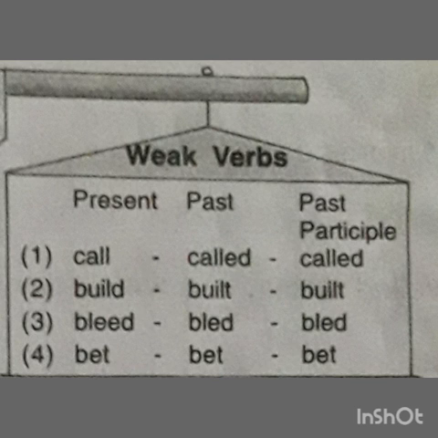Weak verbs form their past tense and past participle without changing the vowel in the body of a word. For example, call, called, called. Build, built, built. Bleed, bled, bled. Bet, bet, bet. So students, today we have studied about the participle, the gerund and the principal parts of a verb.